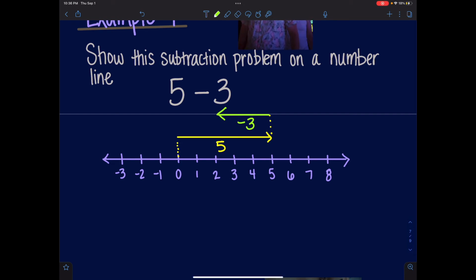Or 3 to the left. Sorry, I don't want to do a double negative, so I'm just going to do 3 to the left. So 5 to the right, 3 to the left. That's what you're doing. Where do you end up? Well, we end up right here at 2.